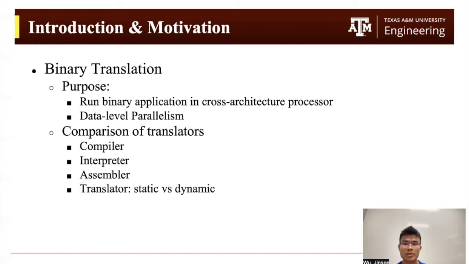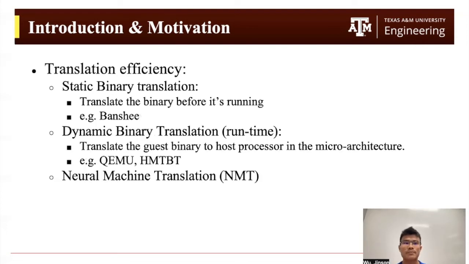There are several methods to do this, which we can do by compiler, interpreter, or assembler, which translate different levels of language to machine code. Today, we are going to focus mostly on binary translation. We will compare the difference between static and dynamic binary translation. Now let's discuss the translation efficiency of static and dynamic binary translation.